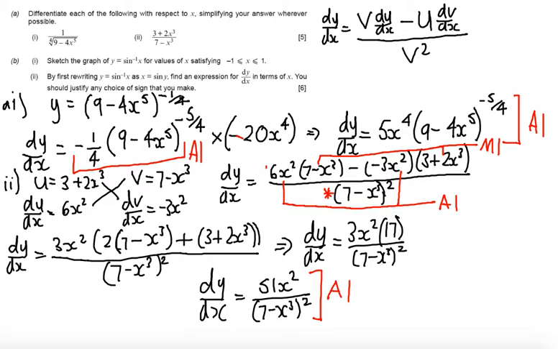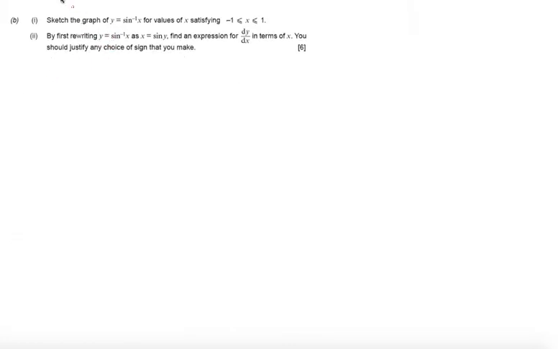Now, let's have a look at part B. Part B says to sketch the graph of y equals sine minus x for the values satisfying minus 1 less than x less than or equal to 1. To help me with this, I would start off by sketching a sine graph between minus 1 and plus 1. And a sine graph between minus 1 and plus 1 looks like this.